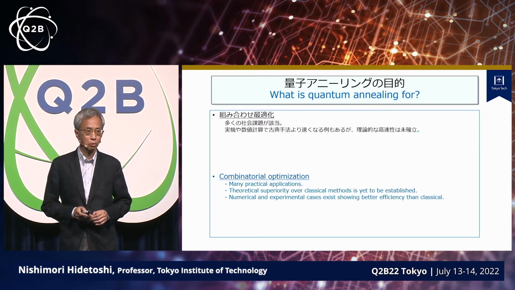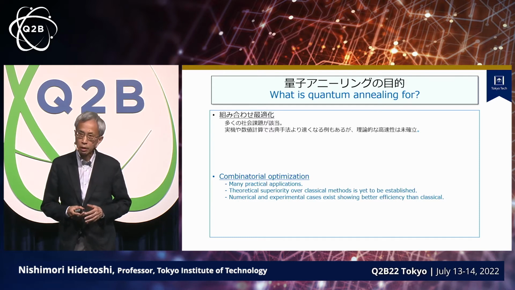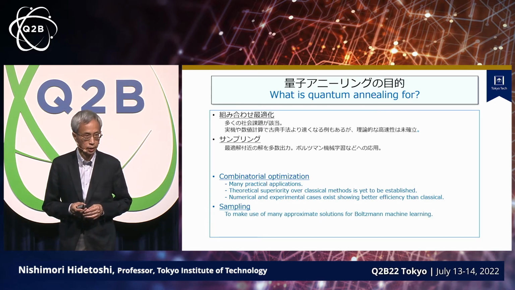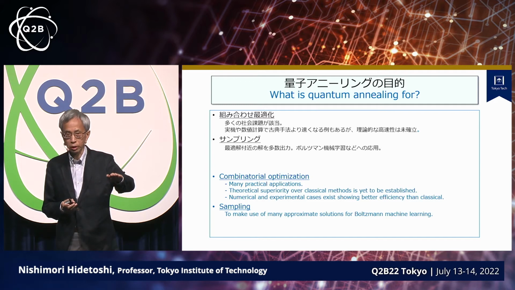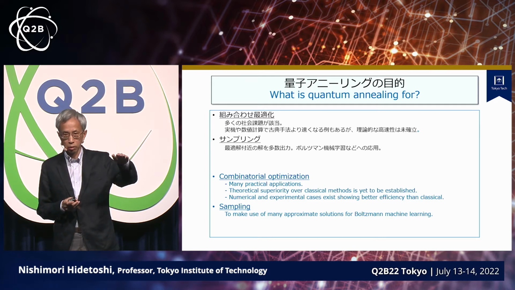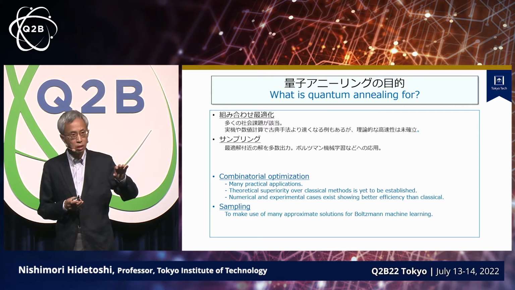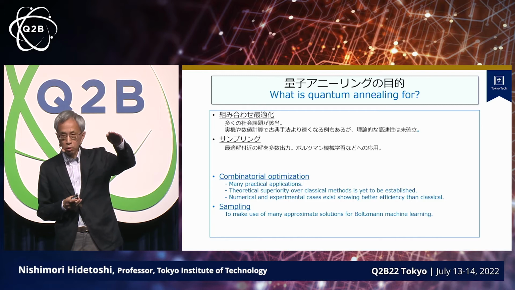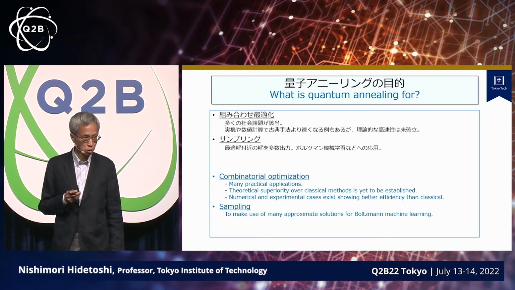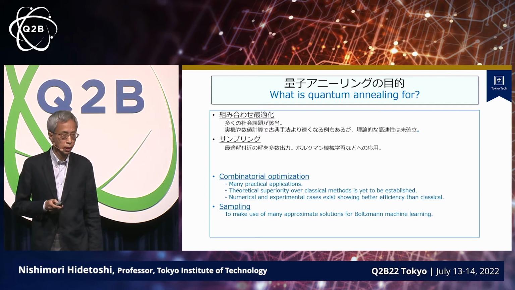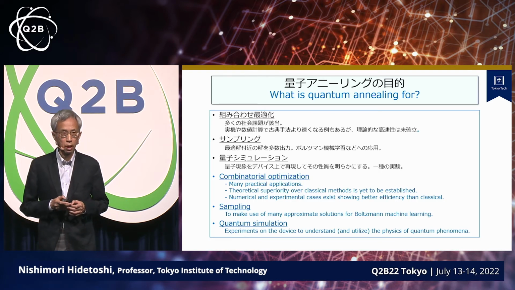The first point is combinatorial optimization. At the same time, the actual device, the D-Wave quantum annealer, is used to obtain lower-energy solutions, or answers. Sometimes you may get solutions that are a little farther from the optimum. But we can use those approximate solutions for Boltzmann machine learning, where sampling is happening. And then there is quantum simulation, where we see drastic development.